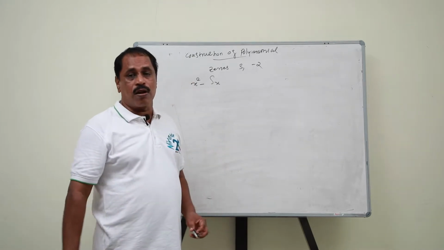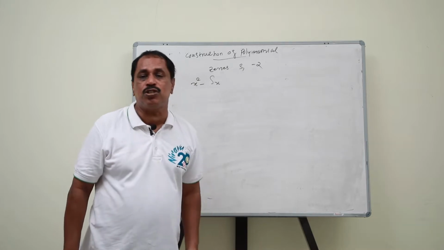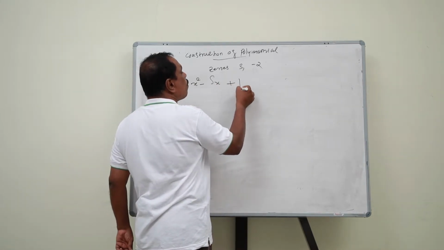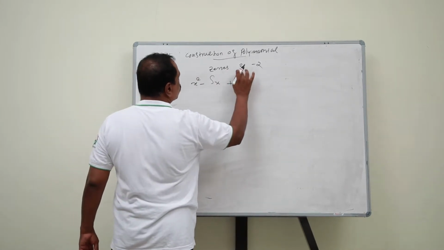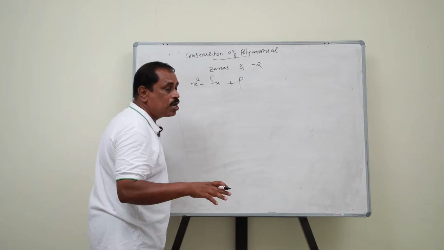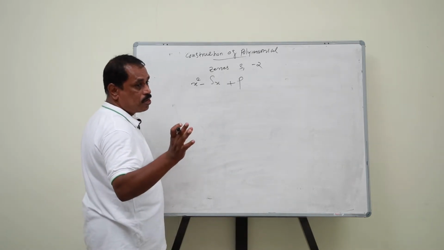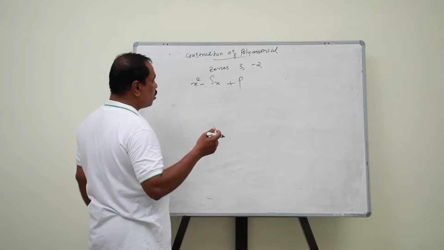So that we can write x square minus (alpha plus beta) into x, or sum of the zeros into x, plus product of the zeros. What are these? Are the zeros only. Sometimes in the second question, sum of the zeros and product of the zeros will be given directly. So you may apply the same value directly.